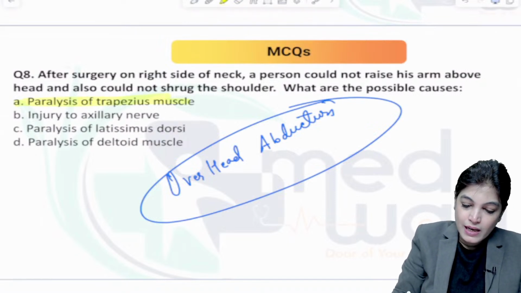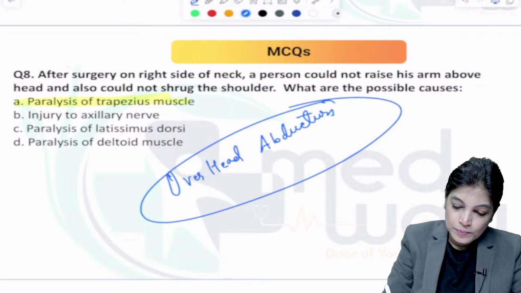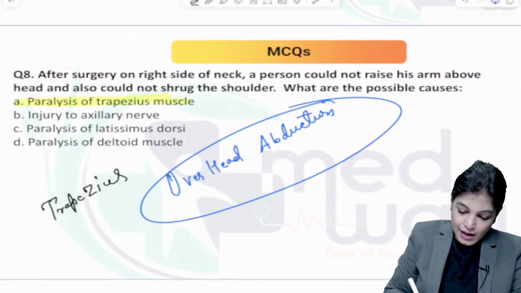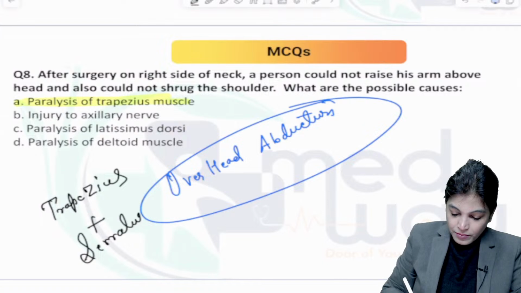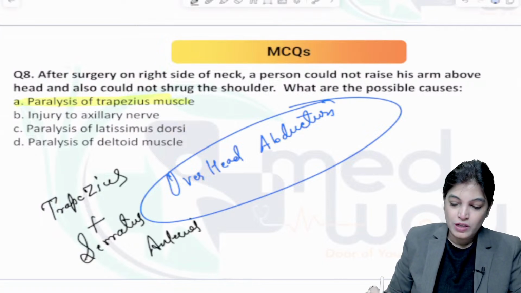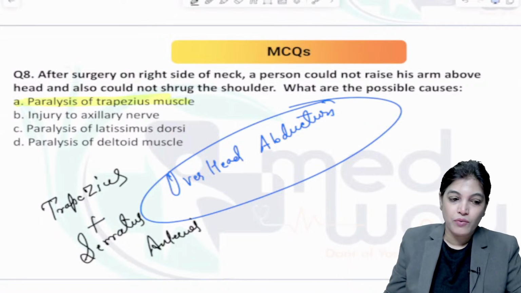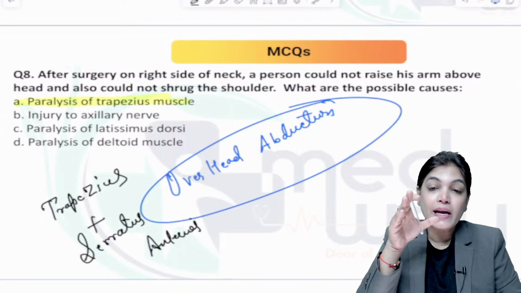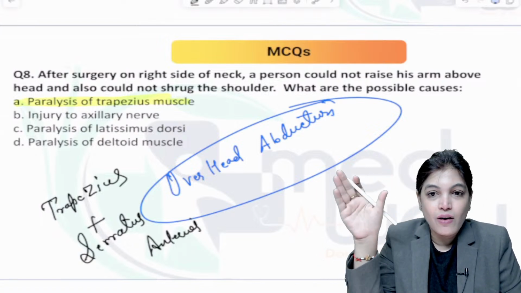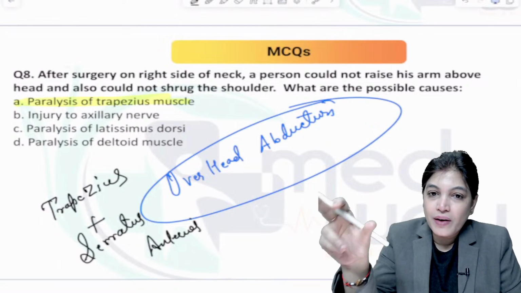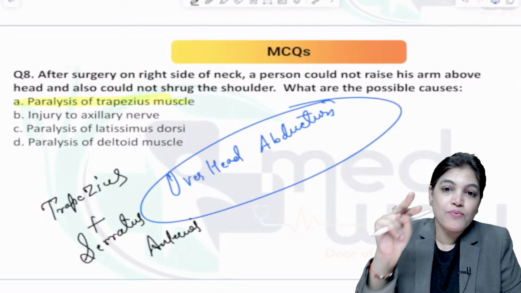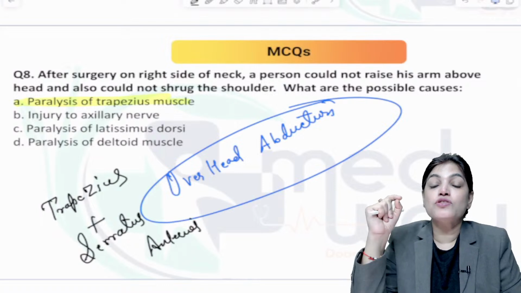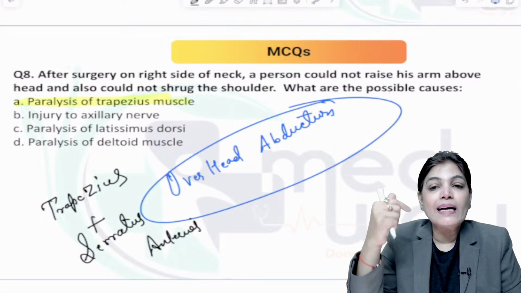If we talk about the trapezius muscle, trapezius along with serratus anterior is involved in overhead abduction of the arm. Okay? And shrugging of shoulder is an action of the trapezius muscle, and the level of injury is in the posterior triangle of the neck. So when I was taking the session of head and neck, I told you two clinical questions could be formed from this. If serratus anterior was in the options, or injury to the long thoracic nerve, then the clinical history would have been different.